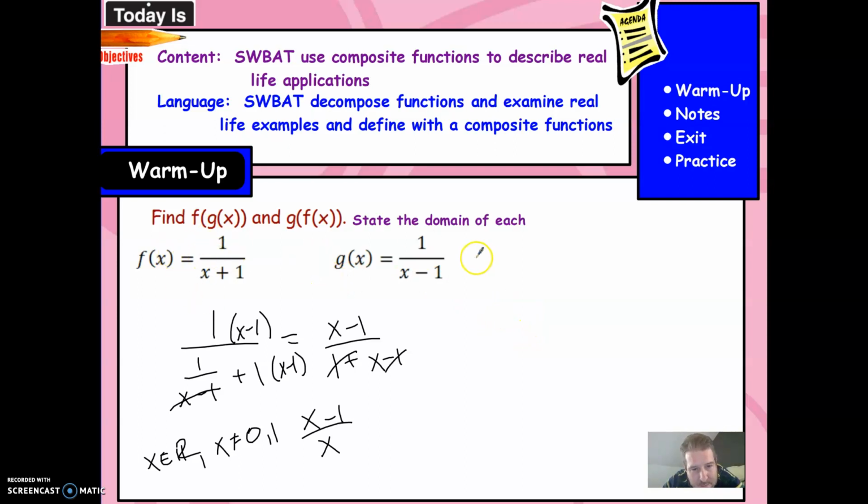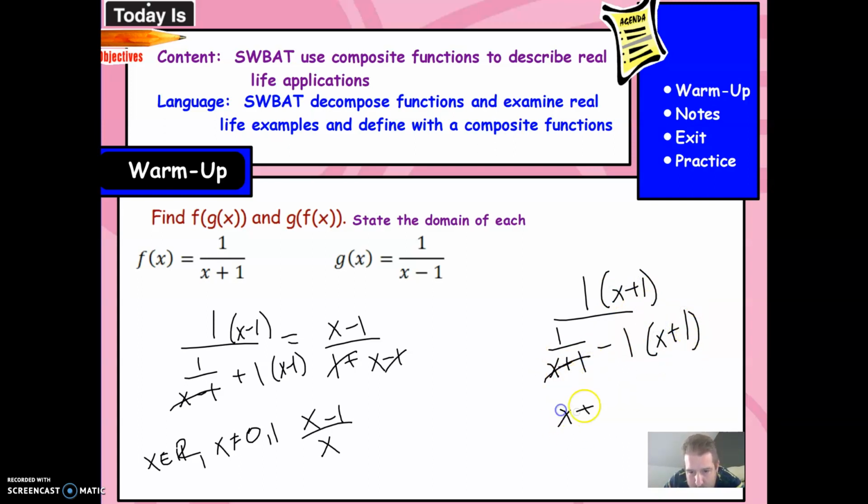If I do the same thing, I put this function in for this one, so it's 1 over x plus 1 minus 1, and I'm multiplying everything by x plus 1. And then these cancel out, so I'm left with x plus 1 over 1 minus x minus 1. 1 minus 1 makes 0, so this basically cancels out, so I'm left with just negative x.